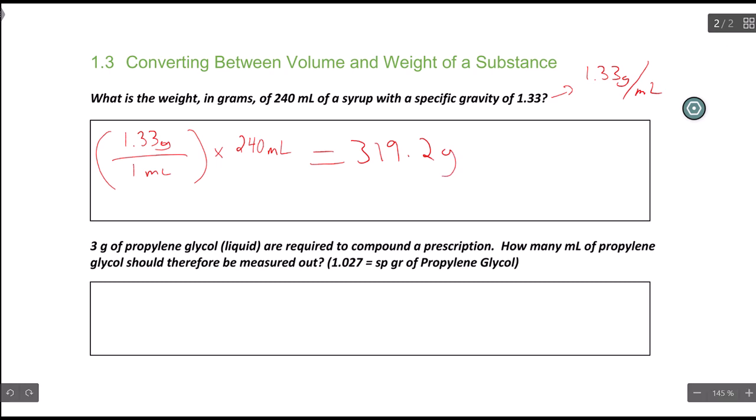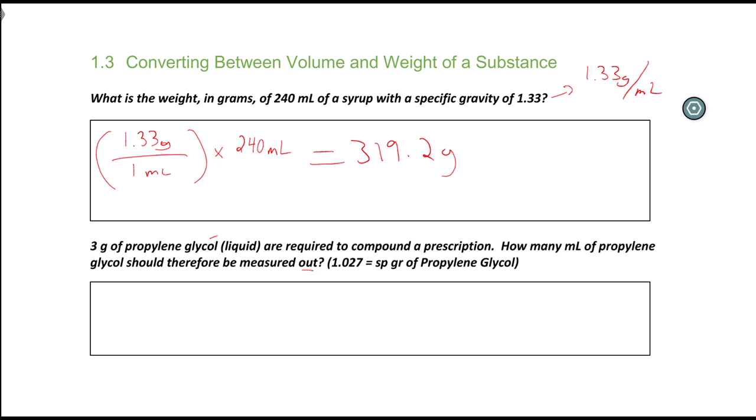Take another one. If 3 grams of propylene glycol, this is a liquid, are required to compound a prescription. We use propylene glycol a lot in something called levigation that we'll learn about in compounding. If we use that material to compound a prescription, how many mLs of the propylene glycol should be measured out? So if you've got a compounded prescription that says to mix 3 grams of propylene glycol with a powder, you're not going to get a graduated cylinder and put it onto a balance and weigh it. You're going to typically use a syringe or a small graduated cylinder to get the liquid measurement.